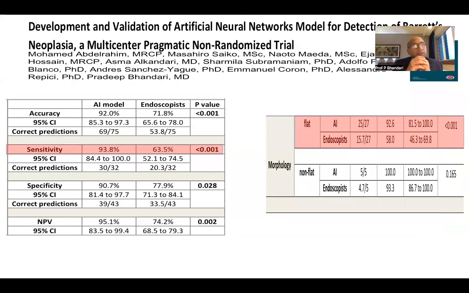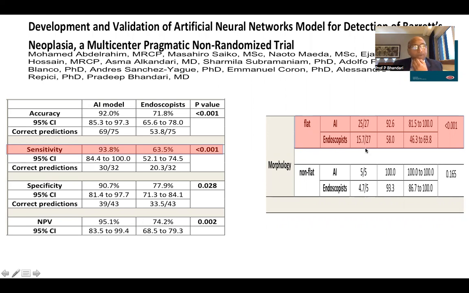This is our data which has just been published in GI Endoscopy, where we compared Wise Vision versus 7 endoscopists who do routine Barrett surveillance. And you can see the sensitivity of Wise Vision in detecting Barrett's neoplasia is so high as compared to the endoscopists. And similarly, there's a big difference in negative predictive value.